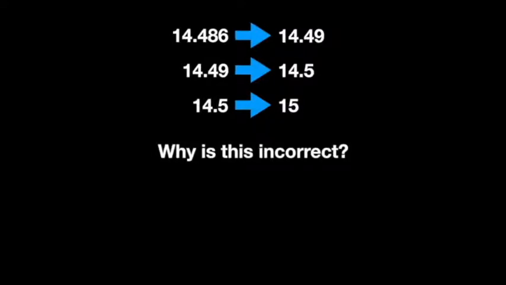The problem in this next clip describes someone who takes 14 and 486 thousandths and rounds it to 14 and 49 hundredths. Then, they take the 14 and 49 hundredths and round it to 14 and 5 tenths. Finally, he takes 14 and 5 tenths and rounds that to 15. The student's task is to find out why this is misleading.